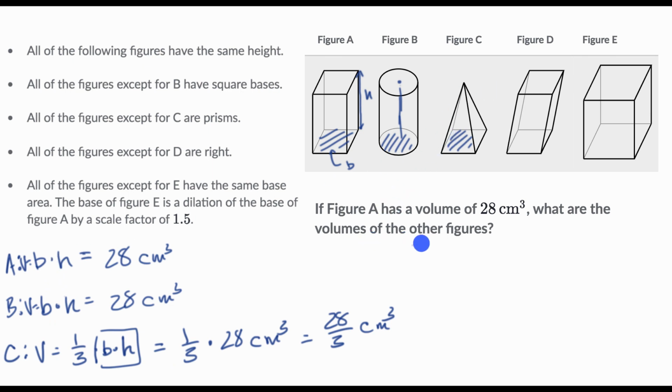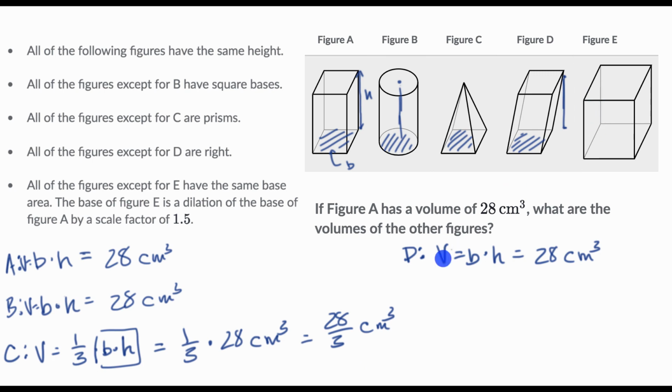Now let's think about figure D. I'll do that right over here. Well, for this oblique prism, you're going to have the same idea, and it comes from Cavalieri's principle again. It's going to have the same formula for volume as figure A. It's going to be the base times the height right over here. So I could write volume is going to be equal to base times height. And we already know what that is. They tell us the base times height is going to be the same as figure A. It's going to be 28 cubic centimeters.